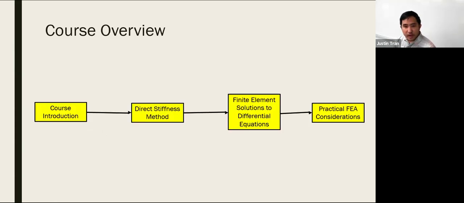Okay. So that's just an overview of the course in terms of the content. And I wanted to go over the roadmap of the course, okay? So we're starting here on the left, at the course introduction, and I've broken up the class into four main modules. We have the introduction, which we're going to do this week. Then we're going to move on to a technique called the direct stiffness method. We'll be there until about maybe the midpoint of the semester.